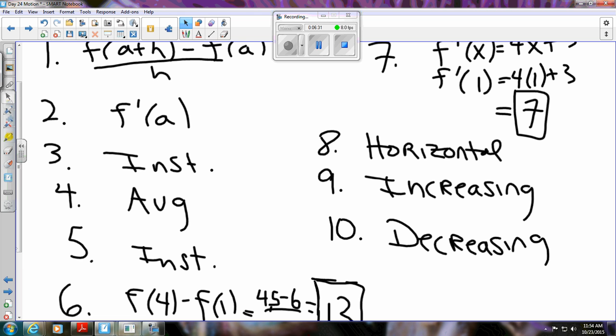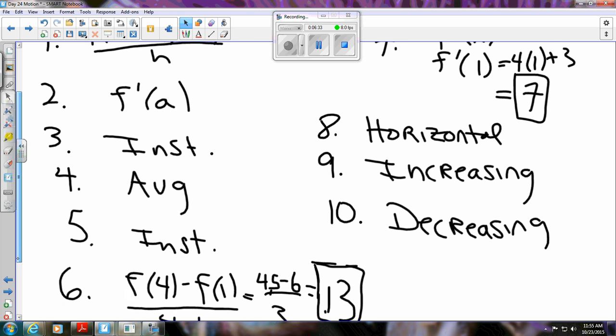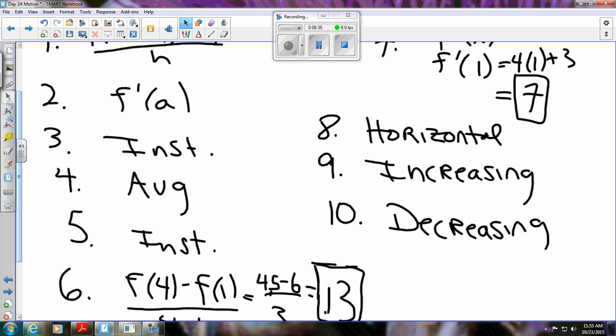Number 8, they asked you, if the first derivative is 0, what does it tell you about the tangent line? Well, that means the slope of the tangent line is 0, so it's a horizontal tangent line. In 9, they said if the first derivative is positive, then you know the function's increasing. And 10, if the first derivative is negative, that tells you the function is decreasing. Okay with that? Any questions on those?